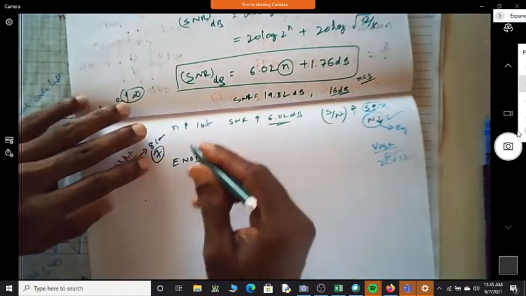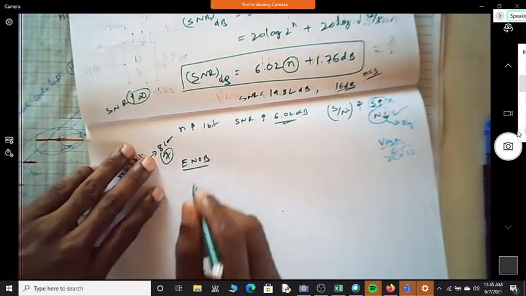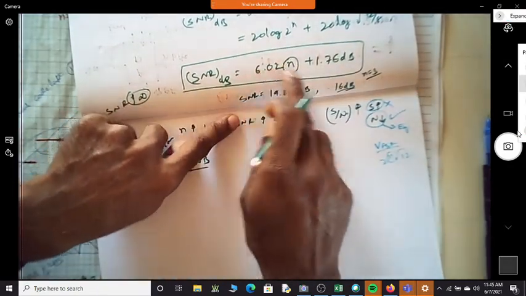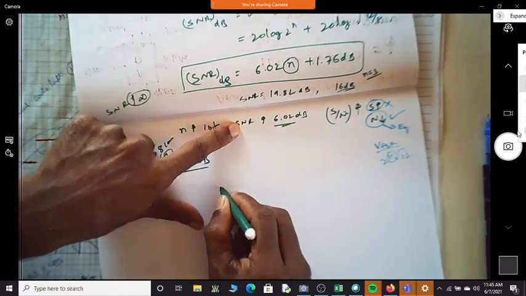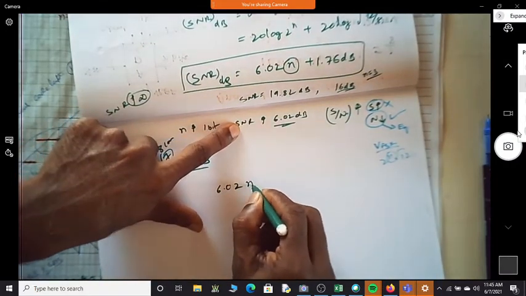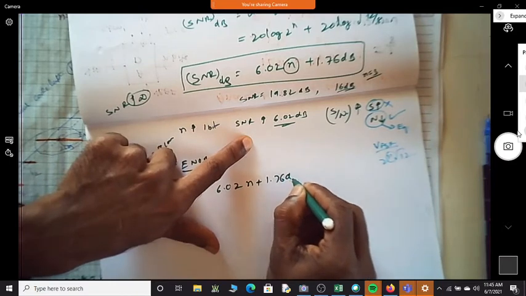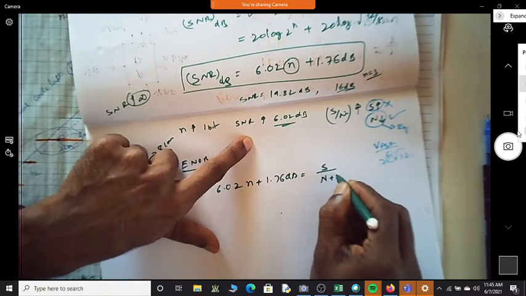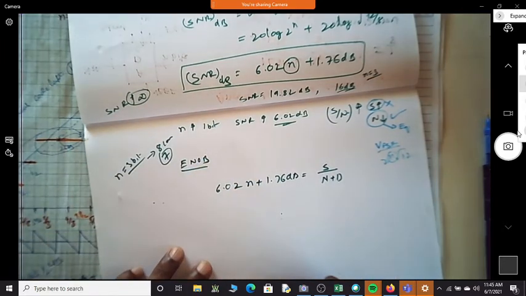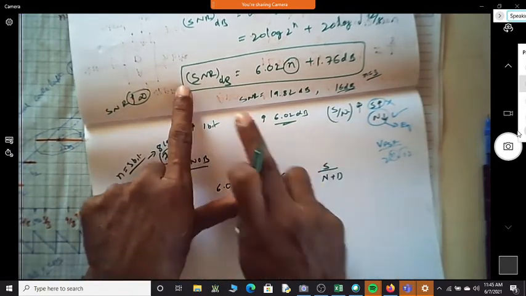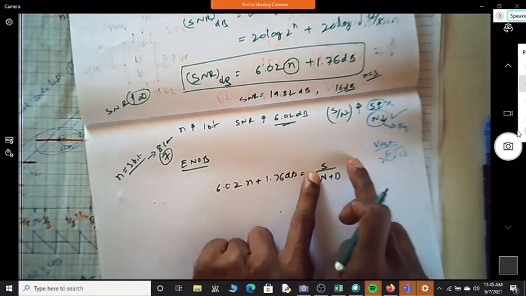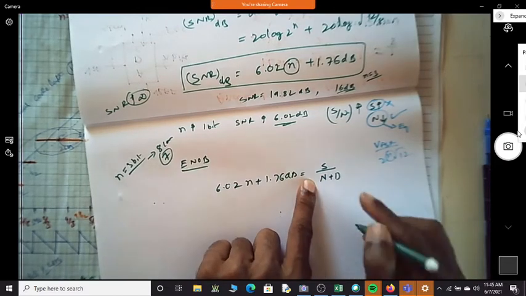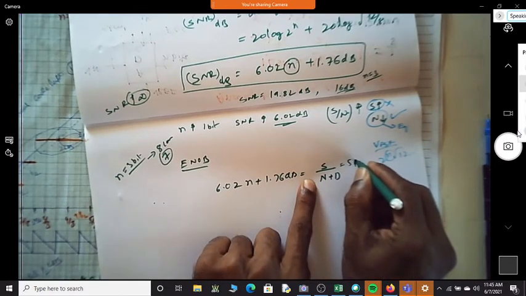So then we can actually find the effective number of bits. How do I find the effective number of bits? I'll use the same equation. Shall I write it as 6.02 n plus 1.76 dB is equal to signal by noise plus distortion? This is the signal to noise ratio. Instead of writing SNR, I'm writing it as signal divided by noise plus distortion, which is the same as SNR.